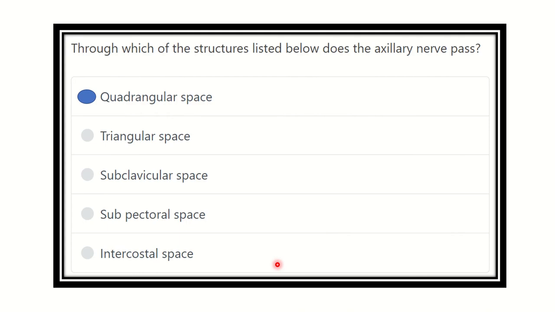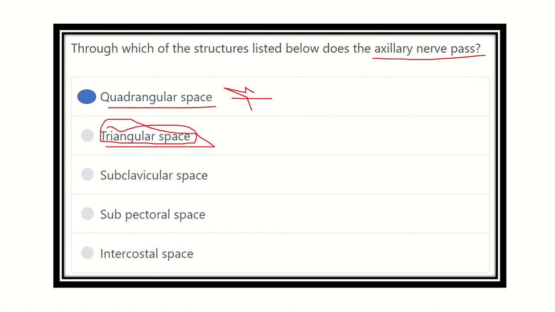So our final answer is the quadrangular space. The axillary nerve passes through the quadrangular space with another vessel, and this vessel is the posterior circumflex humeral artery. And the lower triangular space, in the lower part, also contains two structures, the radial nerve and the profunda brachii artery. Other structures such as the subclavicular space, subpectoral space and intercostal space are not related to this area, that means the shoulder area. So our final answer is the quadrangular space, through which the axillary nerve passes.